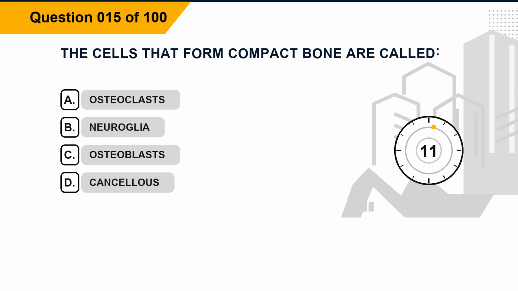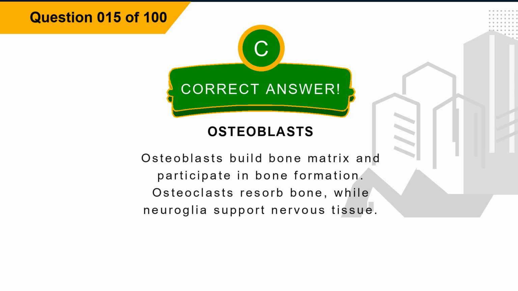Question 15. The cells that form compact bone are called. Option A, osteoclasts. Option B, neuroglia. Option C, osteoblasts. Option D, cancellous. The correct answer is option C, osteoblasts.